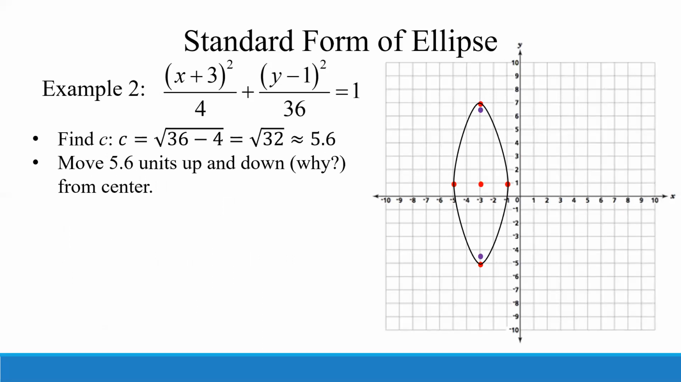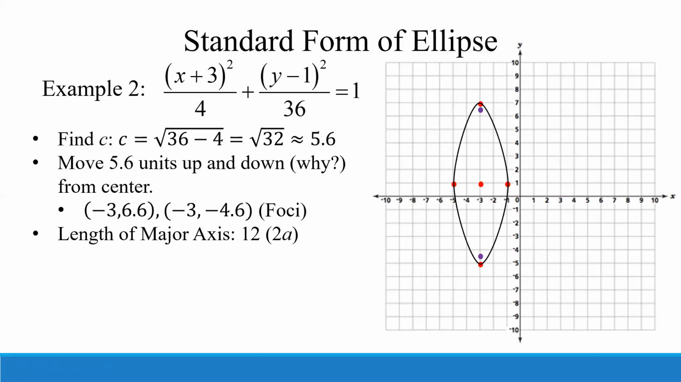And notice those are going to be pretty close in this case to the vertex, and that's okay. That's going to happen. So you just go up and down 5.6 units. So that would be -3 and 6.6. That's that top point up here. And then -3, -4.6, and that'd be your focus. Okay, and again, major axis, minor axis, we want to find those 2. And again, 2 times A would be 12 in this case. And then 2 times B would be 4 for your minor axis.